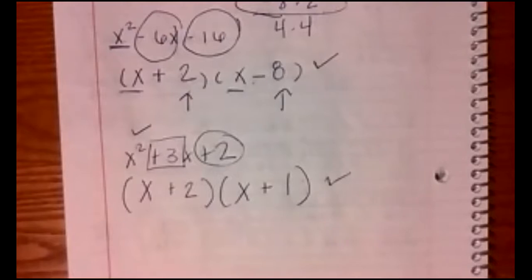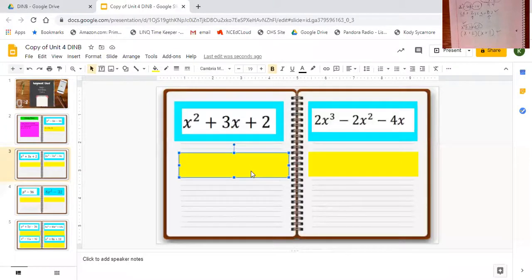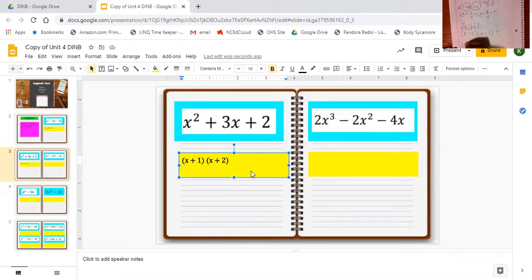Also remember the order you write the factors does not matter. So on my paper, I wrote x plus 2, x plus 1. I also could have done x plus 1 times x plus 2. It doesn't matter the order. All right, let's do another one. 2x to the third minus 2x squared minus 4x.